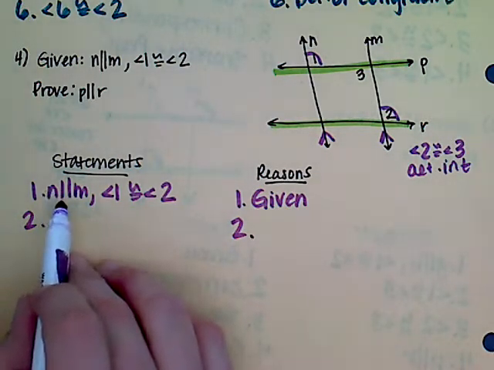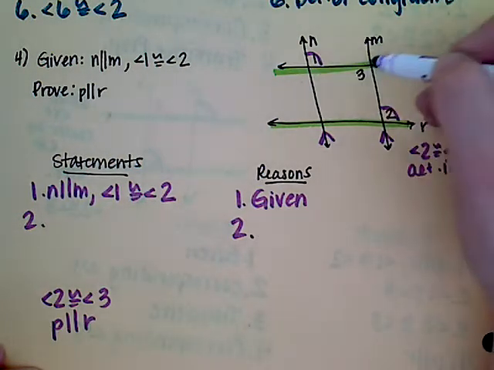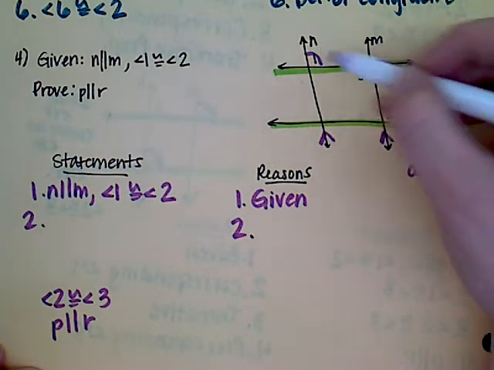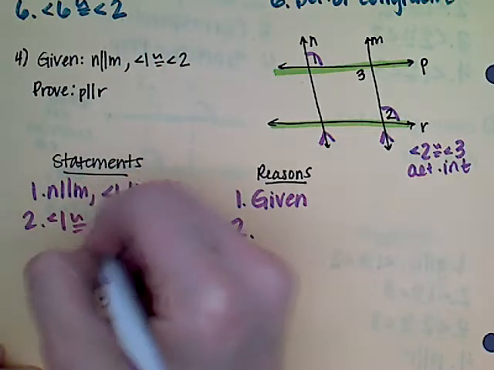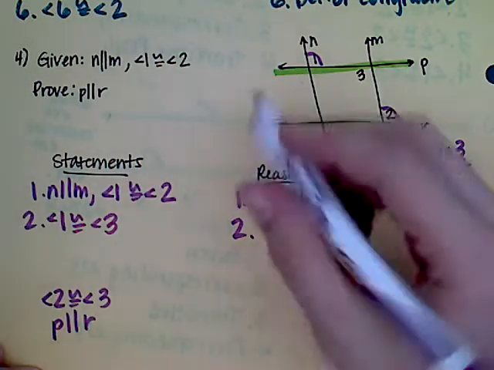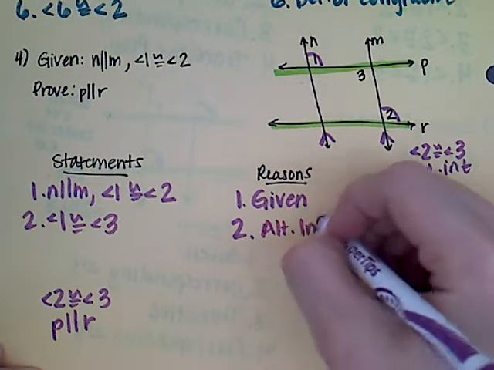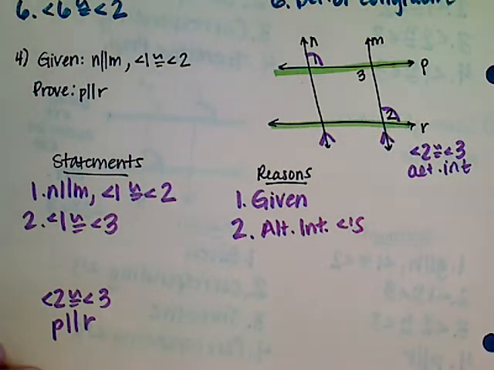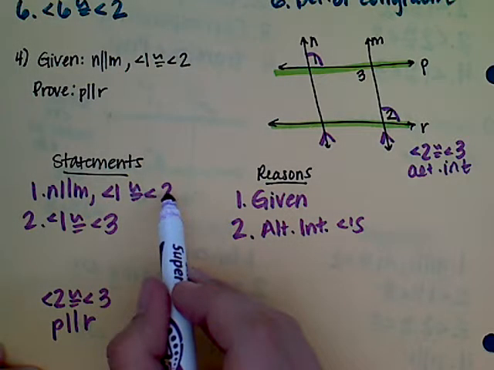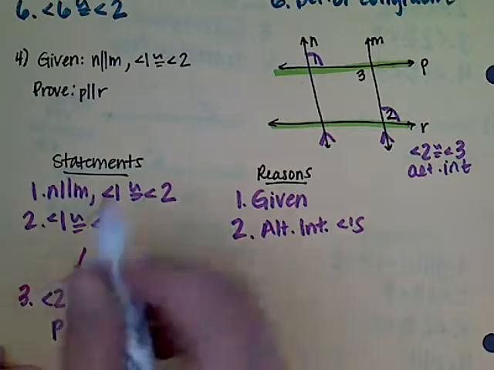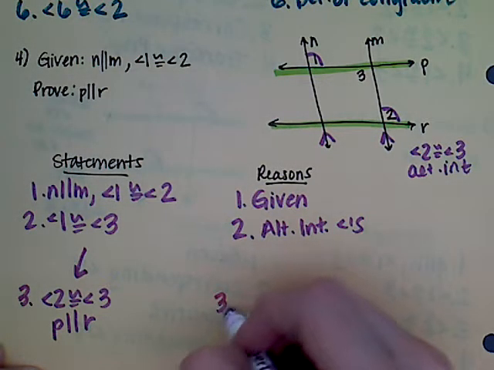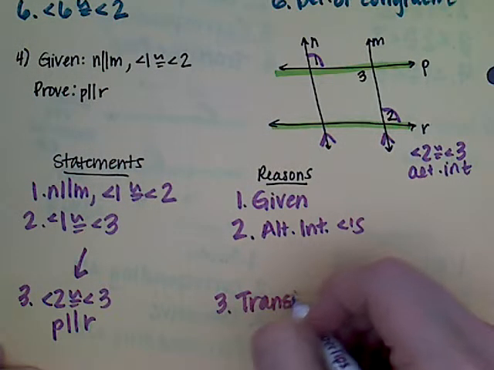Let's use the fact that n is parallel to m. If n is parallel to m, we know that 1 and 3 have to be the same. So we can say angle 1 is congruent to angle 3 because they are alternate interior angles. This actually ends up being a pretty short proof, because if 1 is congruent to 2 and 1 is congruent to 3, that takes us right to saying that 2 is congruent to 3 by the transitive property.